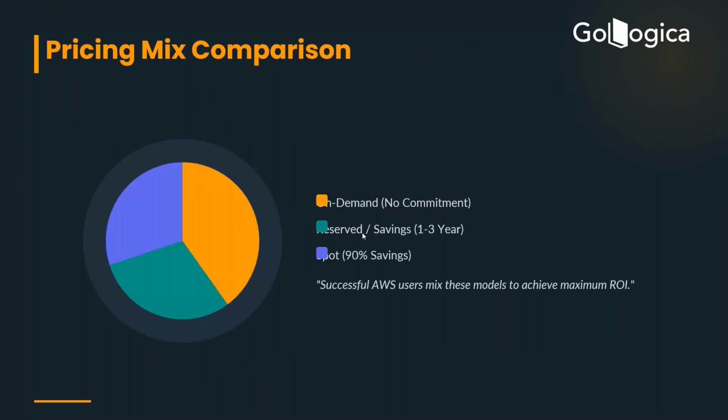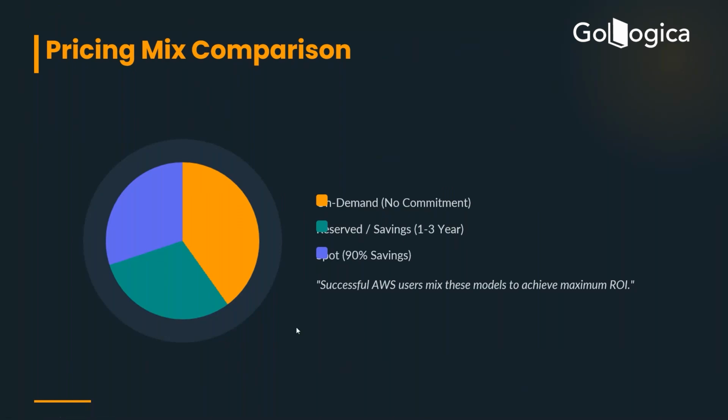And then you have spot instance. Spot instance will be the cheapest option you will have here in AWS, up to 90% savings. Again, it is up to 90%, it is not always 90%, because it depends on the available capacity in any particular region. So successful AWS users mix all these models to achieve maximum return on investment.